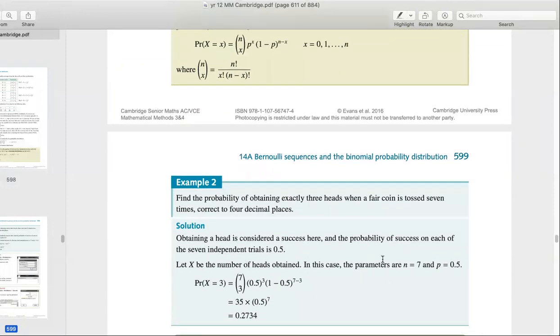So let's look at what I mean. First one: find the probability of obtaining exactly 3 heads when a fair coin is tossed 7 times. If I toss 7 times, I only want 3 heads, and I don't care whether it's the 1st, 2nd, 3rd or the 4th, 5th, 6th that are successes. What I want is that you do this experiment 7 times, and you only need to pick 3 successes. So 7 choose 3, and my success happens 3 times, so 0.5 to the power of 3, and my failure happens 4 times, so 1 minus 0.5 to the power of 7 minus 3.